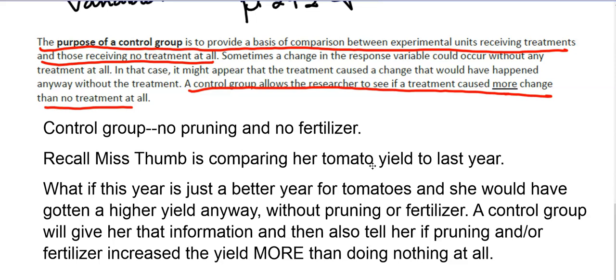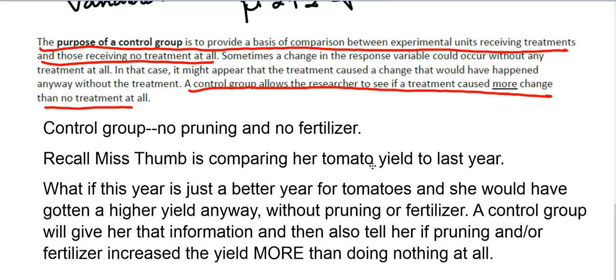Now, if she's just comparing the yield from one variety of tomato to another, she wouldn't need a control group because she doesn't really compare to last year. She doesn't want to know if the yield is better than last year. She just wants to know if one tomato plant does better than the other kind of tomato plant. So she wouldn't need a control group in that situation.